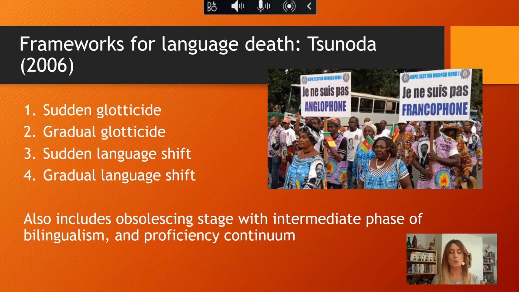There's also an obsolescing stage in this framework, which is a little more complex than I've shown here. So there's an intermediate phase of bilingualism quite often, where you speak the two languages at the same level, and then the dominant one, the prestige one, bit by bit begins to take over. And also a proficiency continuum by age. Typically, the more proficient you are, the older you probably are. And the younger you are, the less knowledge you have of the local language, and you'll be considerably less interested in it as well.